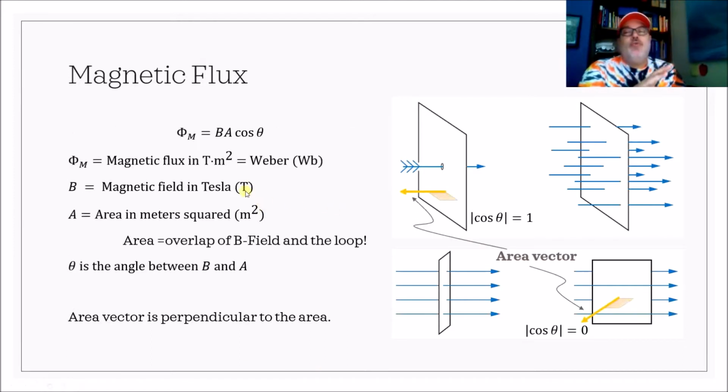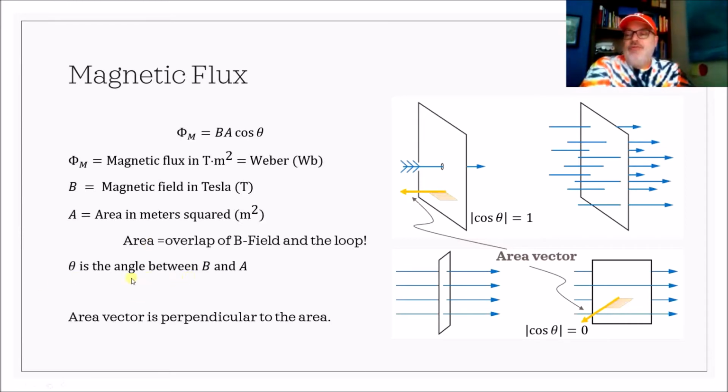So here's our equation for magnetic flux. So we have the B vector, the magnetic field vector, and an area and a cosine theta. So magnetic flux is in Tesla meters squared, which is given a name of Webers, Wb. B is the magnetic field strength in Teslas, and A is the area in meters squared. Now, remember, it's the overlap of the area and the magnetic field. So if this is my area and I only have a magnetic field covering half of it, I only use that half of the area that is covered. So they have to be overlapping.